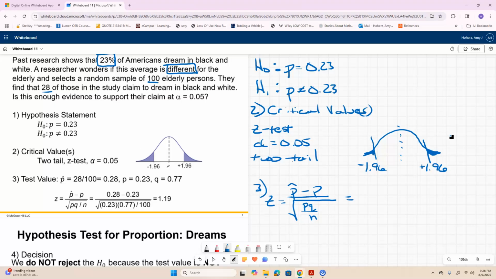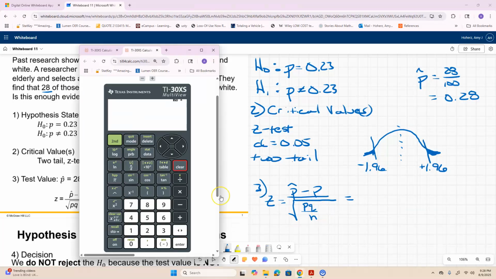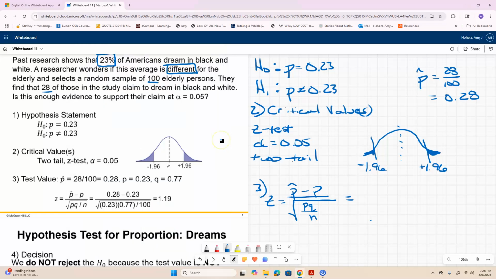So our P hat is going to be 28 out of 100, but since percent means per 100, that's 28% or 0.28. Now, if it was numbers that weren't as clear as this, you would just take the top number divided by the bottom number. So 28 out of 100 would give us our P hat. So 0.28. Okay, and so that's our P hat.